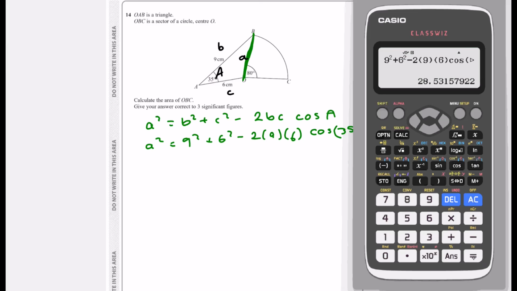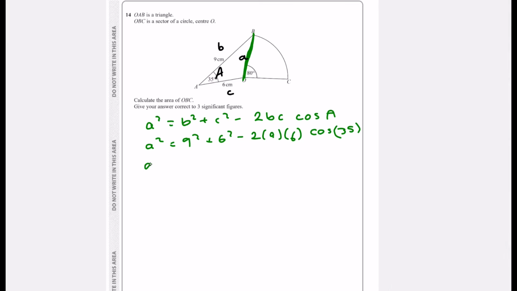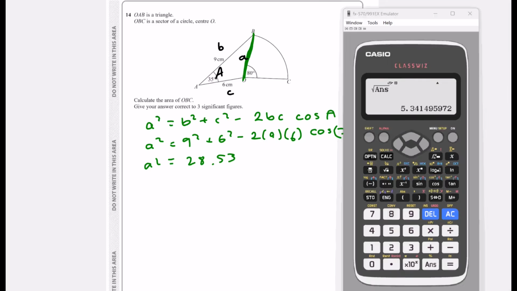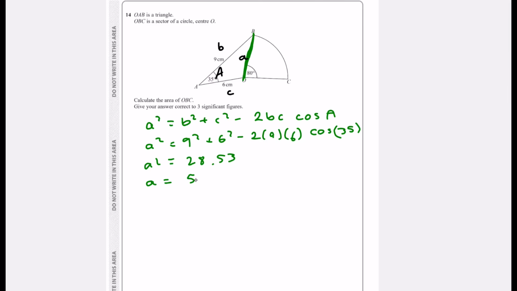So this will be a squared, 28.53. So square root it. And we get 5.34. And that is our radius. So that's the radius. The area of a sector, so the area of a circle is pi r squared. And what fraction of the circle have we got? We've got 80 degrees. 80 degrees out of 360 in total.